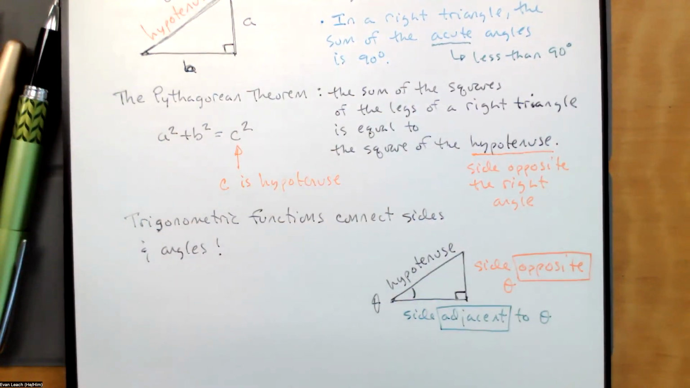So I use the words opposite and adjacent. Those are relative to a defined angle. You have opposite theta and adjacent to theta. So the three sides of the triangle are opposite, adjacent, and hypotenuse. And with these names, we can define our trig functions, which will be our last thing today.